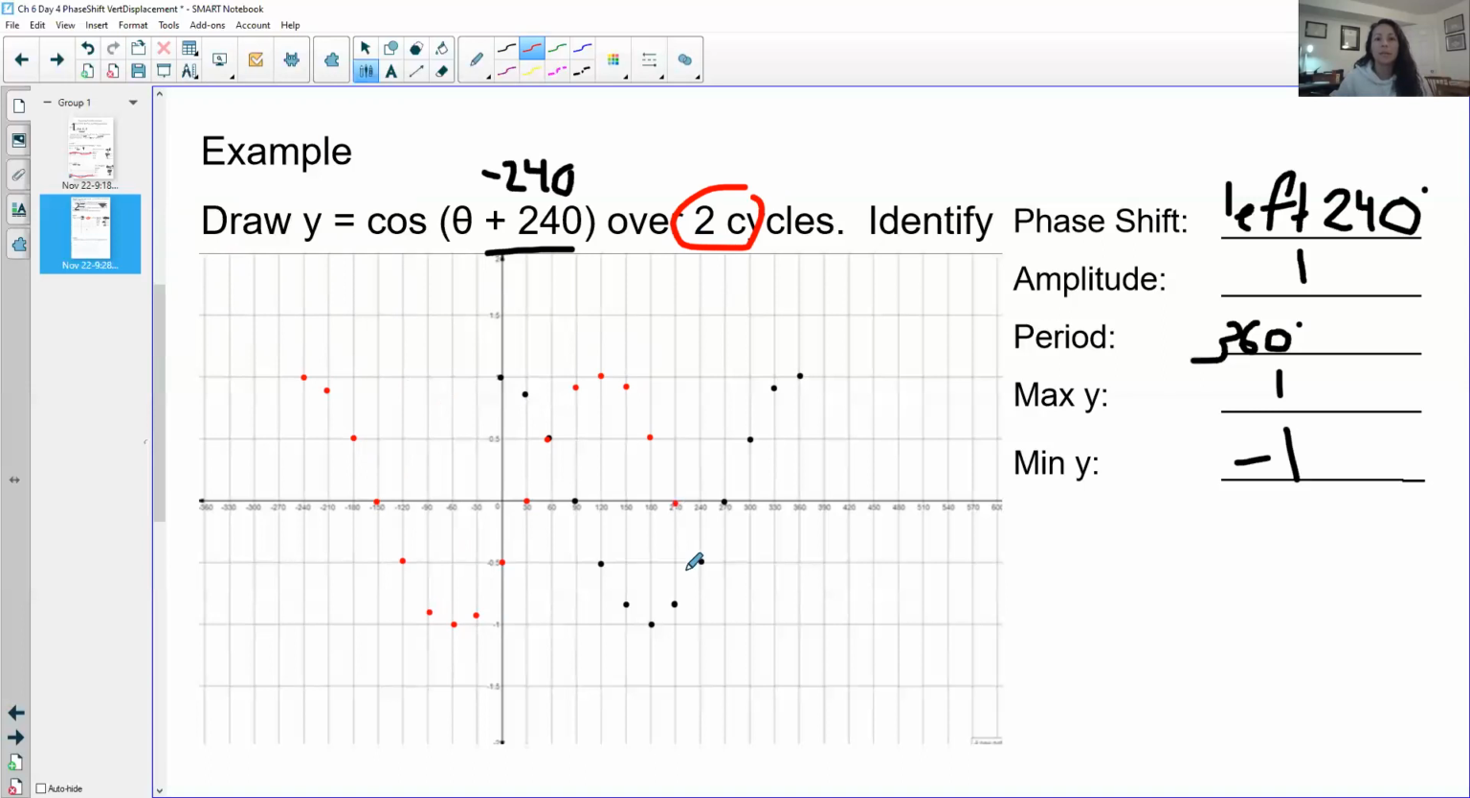And yes, maybe we'll just put in our main points first. Actually, you know what? I seem to count when I do it. There you go. And there's my second one. So I've just focused really on my main points. There's the positive one, the 0, the negative one, the 0, and the positive one. And I go over 30 degrees every time because that's what we went up by. Okay. All right. And there is my cosine curve of 2 cycles that has been translated to the left 240 degrees.